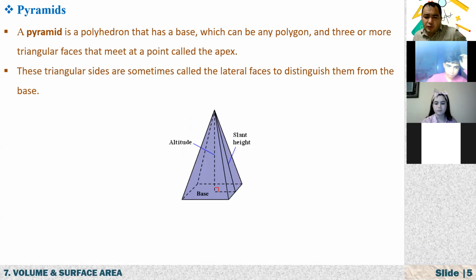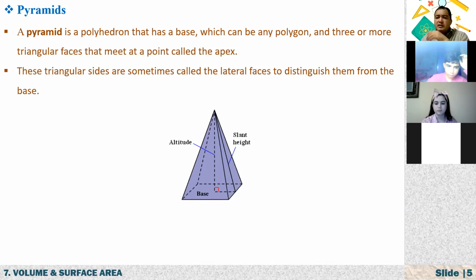Now we know what a pyramid is. When we talk about pyramids, what comes to our mind immediately? Egypt, right? The big pyramids in Egypt. So what is a pyramid? A pyramid is a polyhedron. Poly means many, hedron means face. It's a solid which has many faces, that has a base, which can be any polygon.